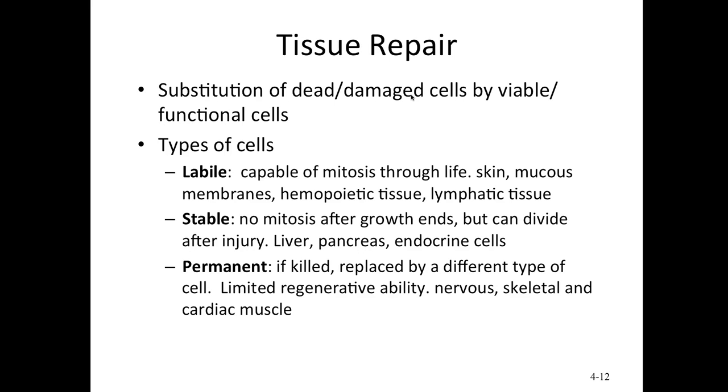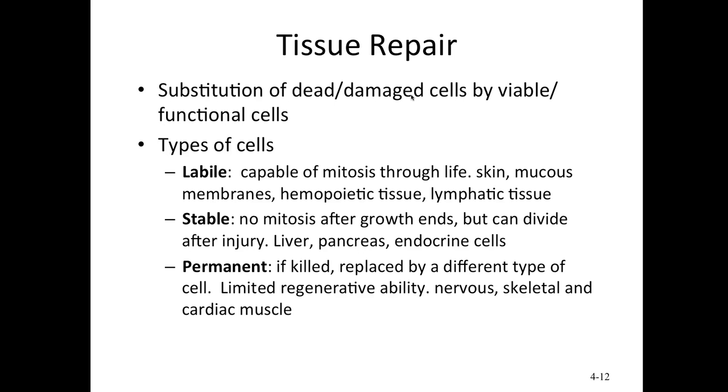Our job is to have a substitution of dead or damaged cells by viable or functional cells. And so we have three major types of cells within our body. We can classify them as being labile, which means that they can go through mitosis throughout your entire life. So this would be cells within your skin, mucous membranes, hemopoietic tissue, or lymphatic tissue. We have some cells that are stable, meaning they don't go through mitosis after you finish growing, so in your adult life. But they can go through mitosis and divide after you've been injured. So these would be cells in the liver, pancreas, or endocrine cells.